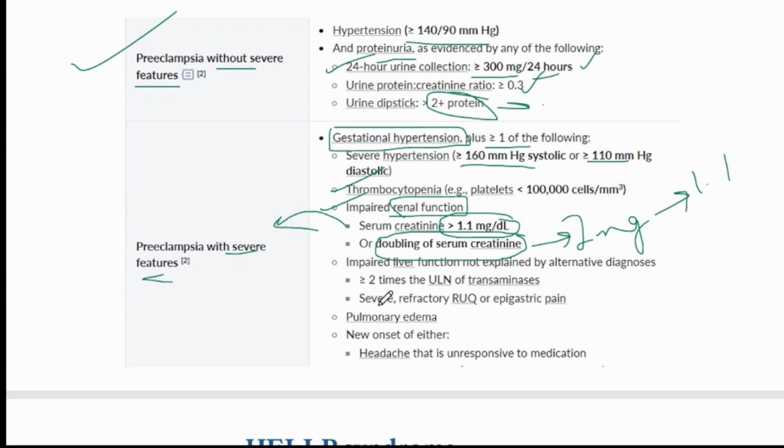If the transaminases AST/ALT are more than 2 times the normal upper limit, say between 100 and 200, we would term it as preeclampsia with severe features. Or there is right upper quadrant pain, or epigastric pain, or pulmonary edema, or new onset headache. If any of these is present and there is preeclampsia, then we call it preeclampsia with severe features.